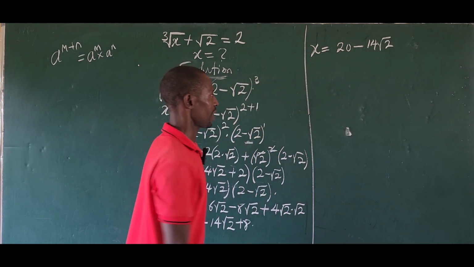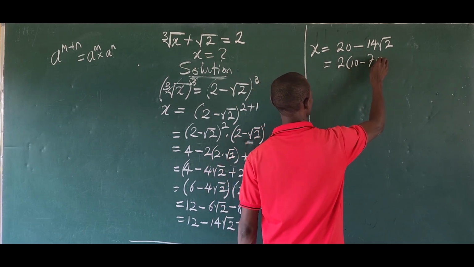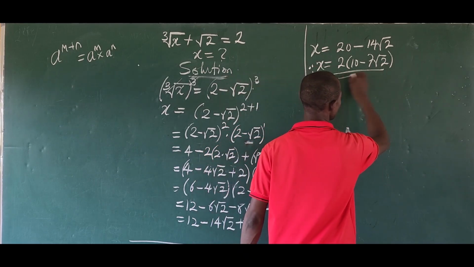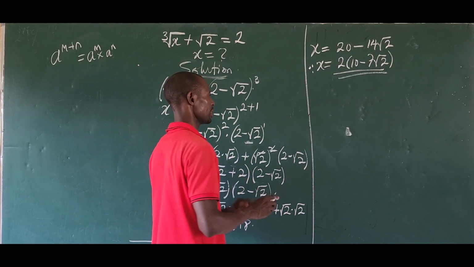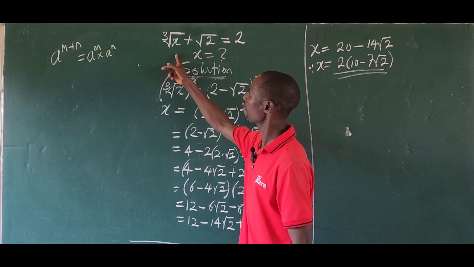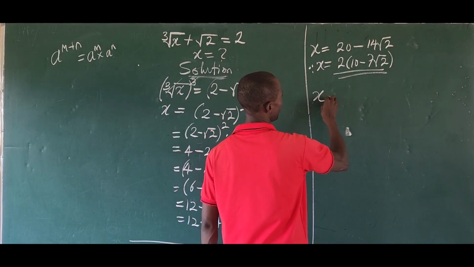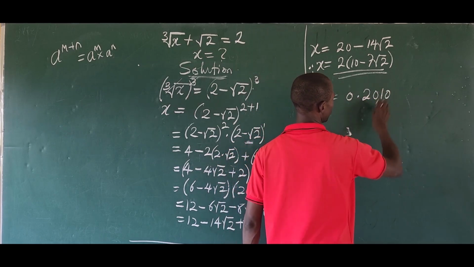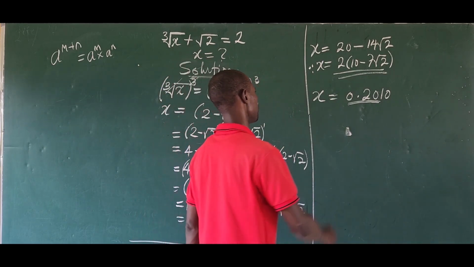What is common here is 2. We can factor out 2. So if we factor out 2, we're going to have 2 into 10 minus 7 root 2, close bracket. So our x, therefore, is equal to 2 bracket 10 minus 7 root 2, close bracket, right? Good. Now, what is the numerical value that when we simplify it, will give us this? If you simplify this, we're going to have x equal to 0.2010 approximately. Okay, so let's check if this will satisfy the original equation.